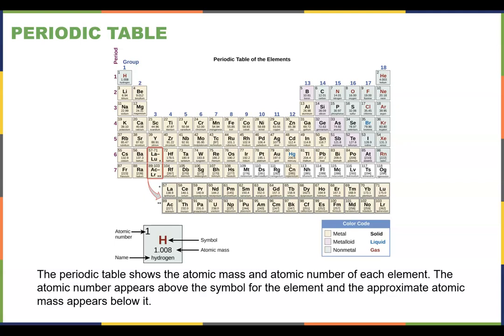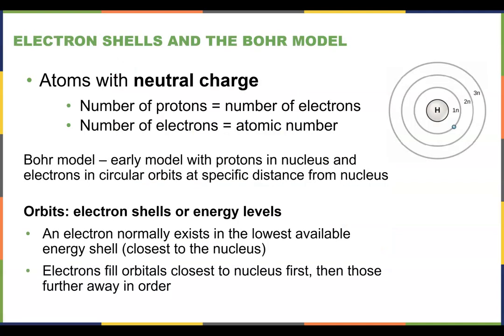You've seen this many times, I know. The periodic table is arranged by atomic number, and the atomic mass is located at the bottom. Notice it is a decimal. That means it's just the average atomic mass that we could find that element in. Round it to the nearest whole number for our purposes.